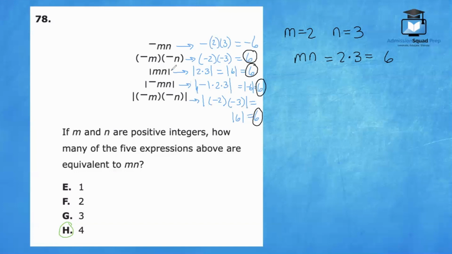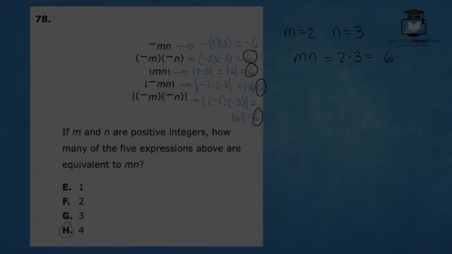The absolute value of any number, whether positive or negative, is always positive. This is true for the fourth expression as well. The absolute value of a negative number is going to be positive, the same way the absolute value of a positive number is going to be positive. Same thing for this last expression. We have a negative times a negative is a positive inside the absolute value, but again, the absolute value of any number is going to be positive. So it does make sense that these 4 expressions are all equivalent to m times n.